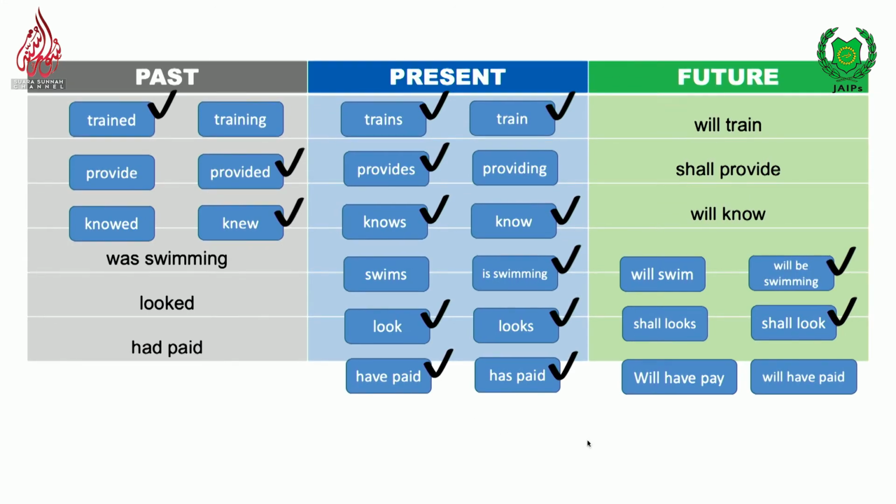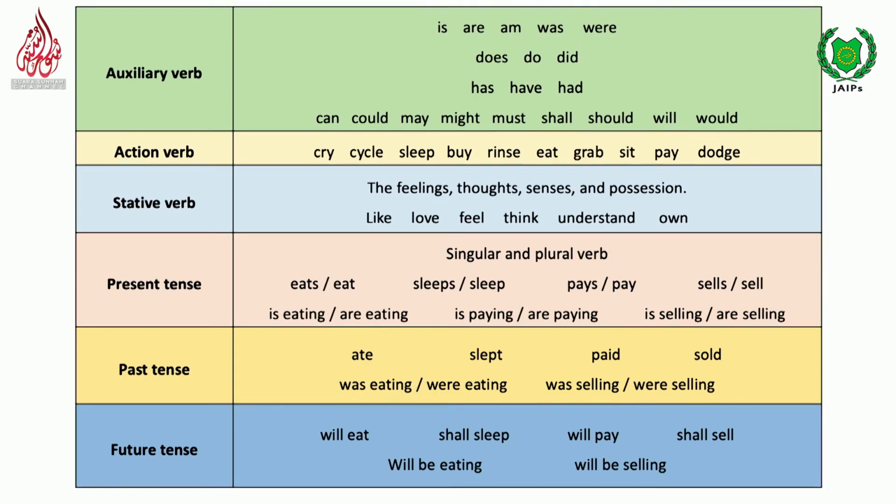Correct? Okay, what about this one, the future tense? Will it be will have paid or will had paid? Remember, you don't change the main verb paid, but you need to change the helping verb had. So the answer should be will have paid. Okay, good job. So let us wrap up everything.